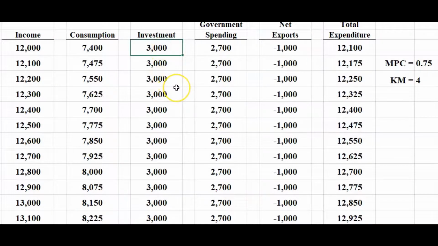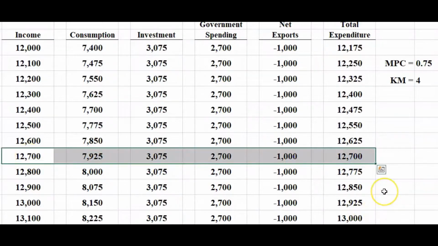So I'm going to change investment from 3,000 to 3,075, and you can see that that automatically changed all of the investment lines to 3,075, and it changed total expenditure here on the right. Now we're going to look to see which total expenditure is equal to income. If we go down here, we can see 12,400 is not equal anymore. Over on the left is 12,300, so we're going to keep going. This was the number we're looking for. We were hoping it to be 12,700. And if we go across this row, sure enough, there it is, 12,700. So our new equilibrium GDP is 12,700.